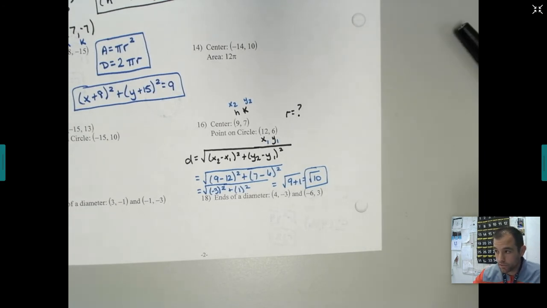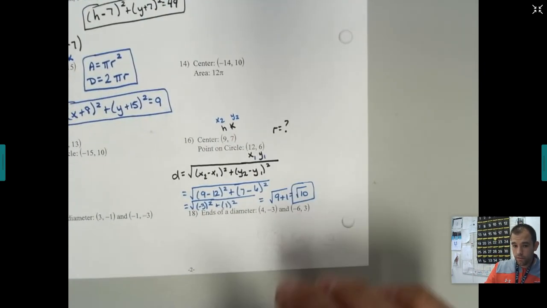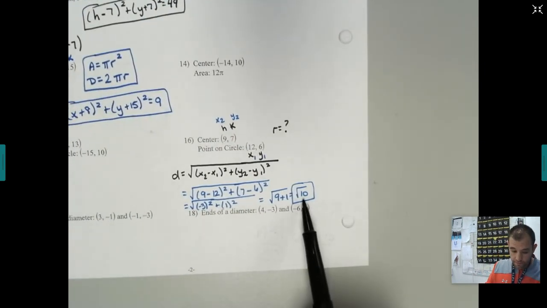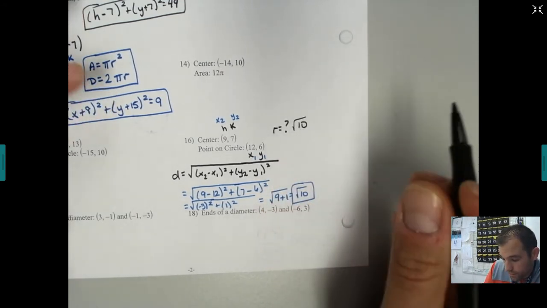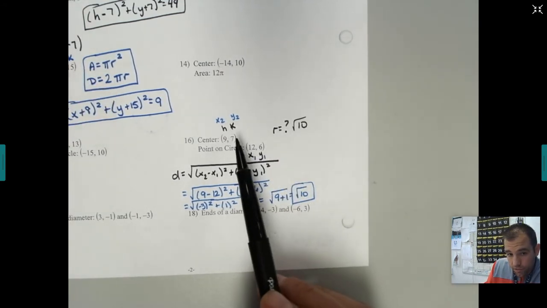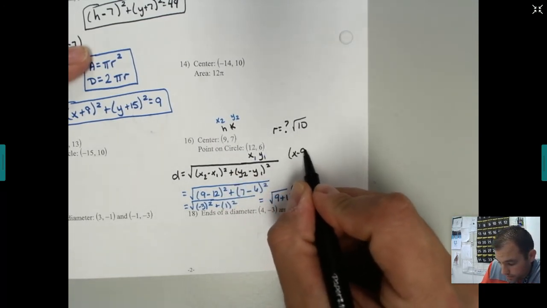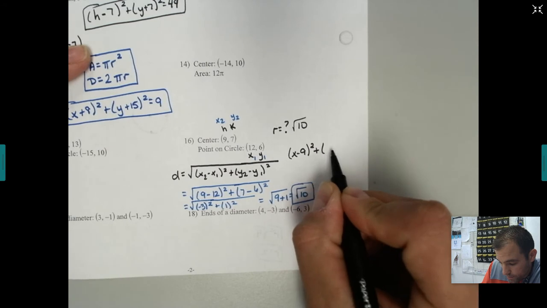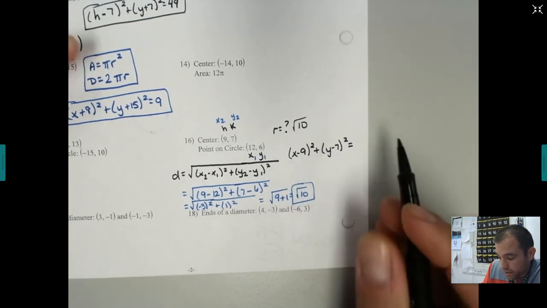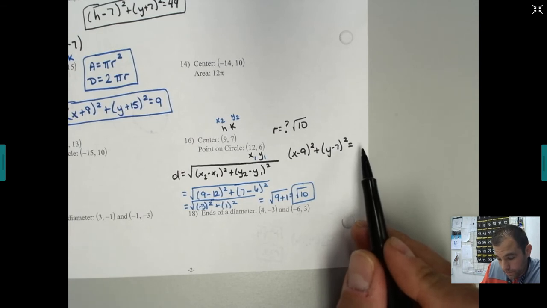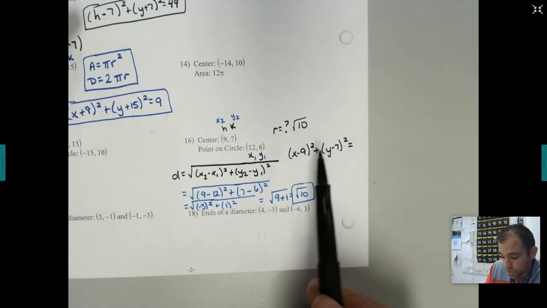Okay. So my r value is the square root of 10. Okay. So r is the square root of 10. So now I'm going to plug everything in. I know the center, so I know h and k. So x minus 9 squared plus y minus 7 squared. But remember, it equals r squared, right? Remember the original problem that we did, the very first thing is it equals r squared.